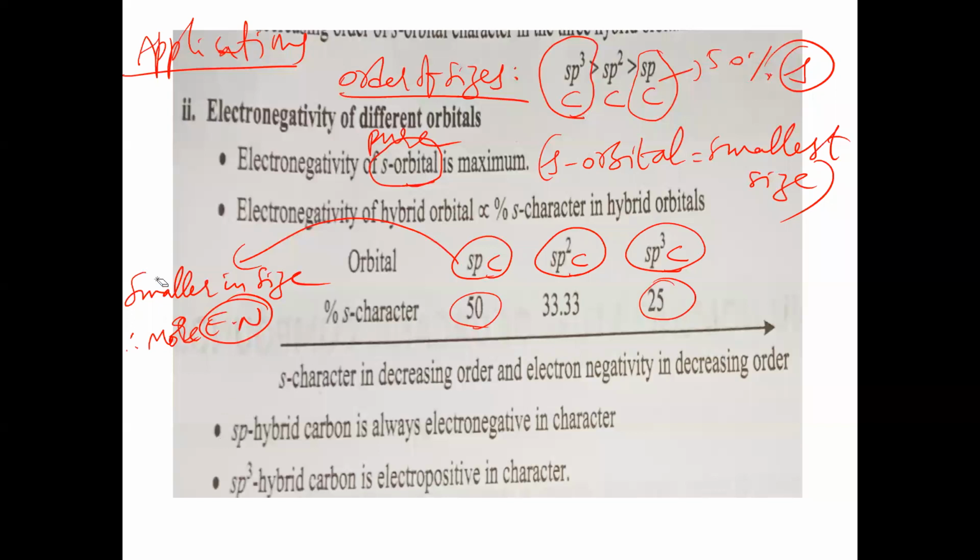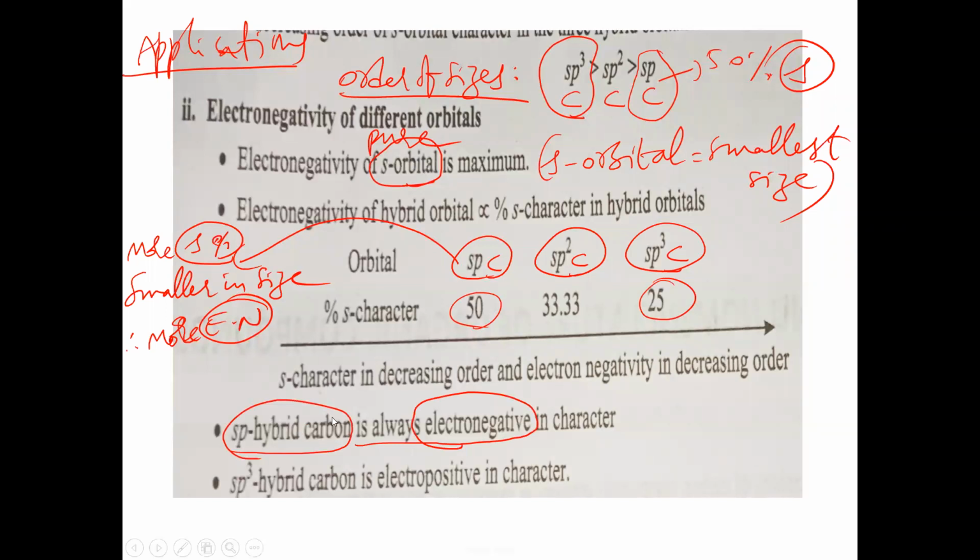Why is sp carbon smaller in size? Because of more s percentage. More s percentage indicates smaller size, and smaller size indicates greater electronegativity. So sp hybridized carbon is always electronegative, remember. An sp hybridized carbon can never be an electropositive atom.